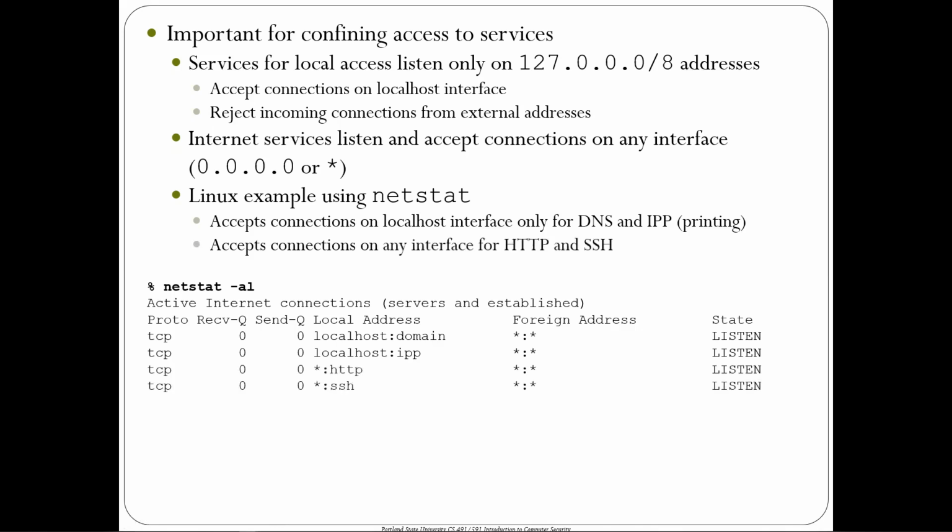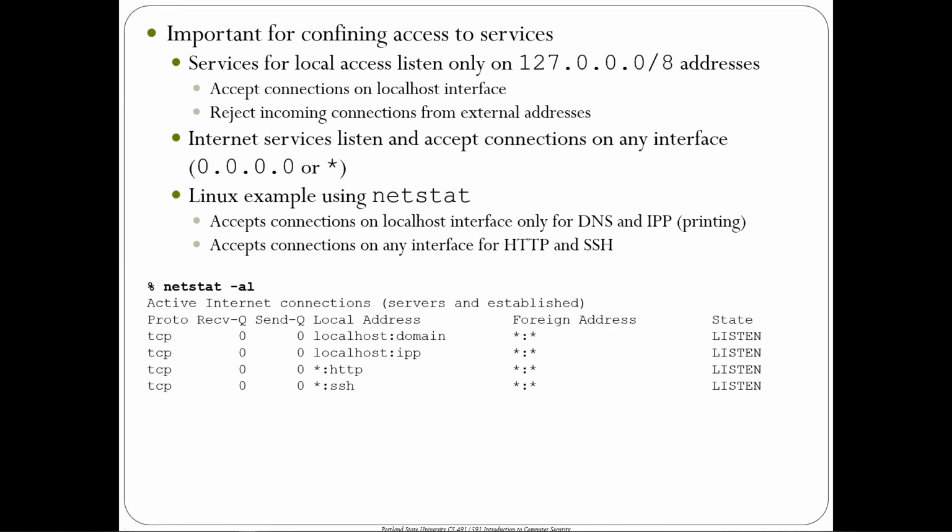The other way is if I have services running that I want everybody to connect to. So for example, on my desktop, everyone's connecting to codelabs.cs.pdx.edu. I have to run a web server that accepts any connection, and that's where the star notation is. So for these two services, HTTP and SSH, I am allowing anybody to connect to those servers.